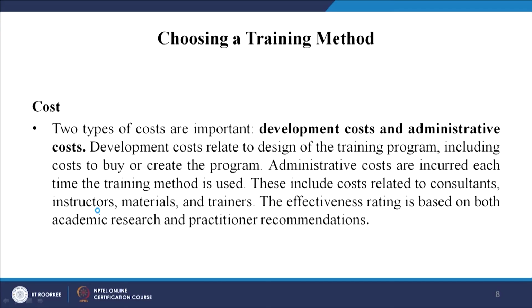Now, after these training methods and the learning environment, I will talk about the cost. You see, we cannot ignore the cost. There are two types of costs that are important: development cost and administrative costs. Development costs relate to the design of the training program, including the cost to buy or create the program. Administrative costs are incurred each time the training method is used. These include costs related to consultants, instructors, materials and trainers.